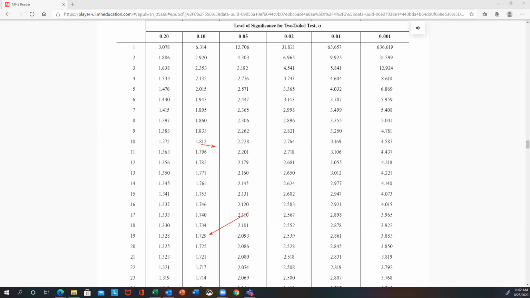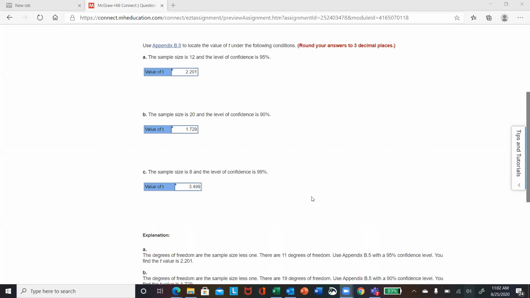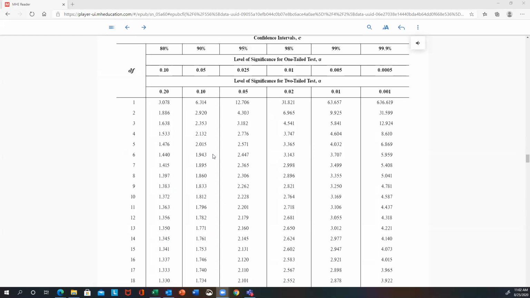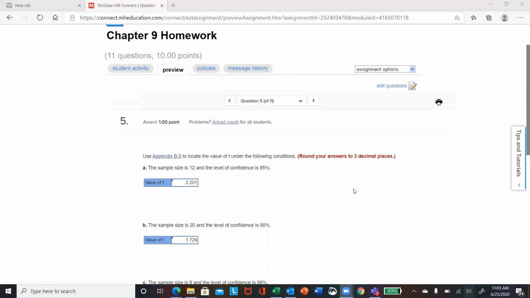All right. The last one on this particular problem says sample size is 8. Confidence level is 99%. So again, we'll go to your t-distribution table. Let me switch screens here. You want a degree of freedom of 7. You can see that the confidence interval is at 99%, and a 7 is going to give you right at 3.499. Okay, guys, that's how you work the t-distribution table. All righty, so that was problem 5.